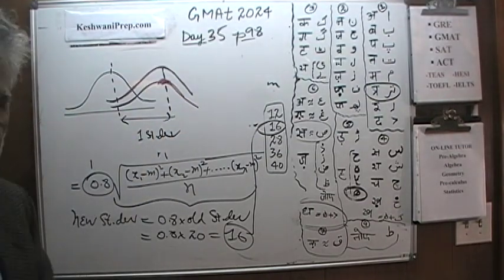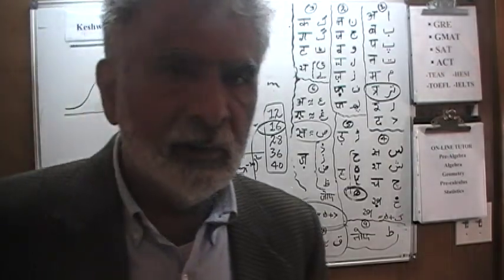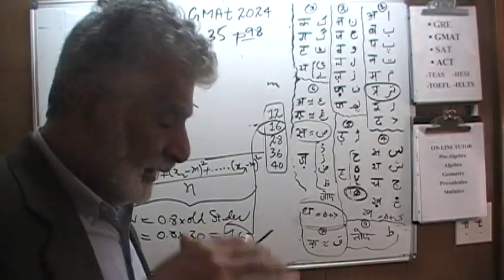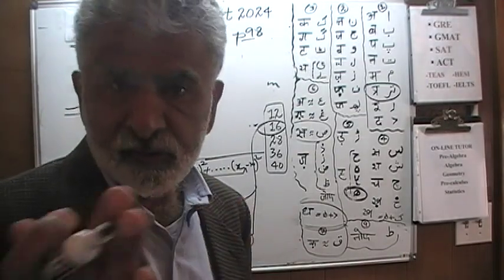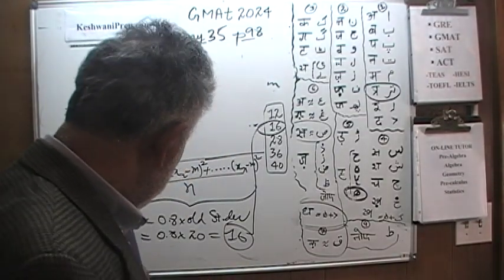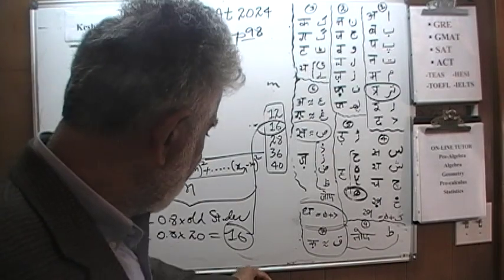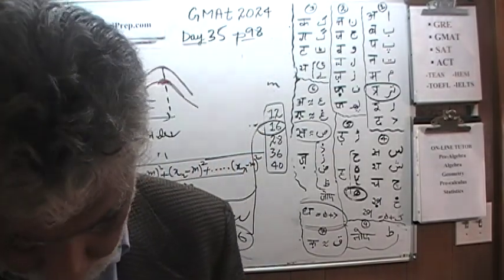The distribution, the dispersion around the mean, does not change. It's just dampened to 80%, and it's just moved to the right by the amount that we're adding. In this case it is 20, because 20 was the standard deviation. That was it. The answer is 16.